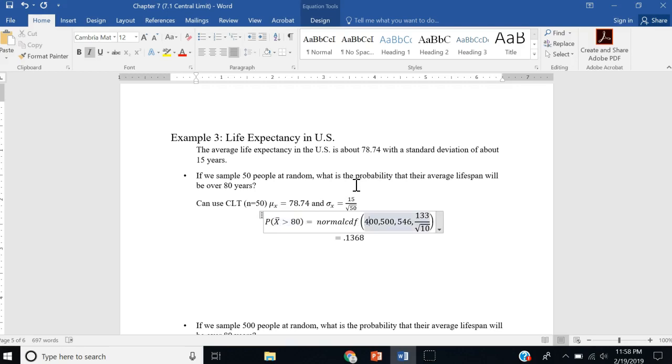So you use normal CDF. Your lower bound here is 80. Your upper bound just needs to be a really big number, maybe 100,000. 100,000 would be a really extremely long life, but again, we just go to some really, really big number. Our average is 78.74, and our standard deviation is going to be 15 divided by the square root of 50. So I just have to type that in on my calculator, which I have not done yet, so I'll type it in right now.